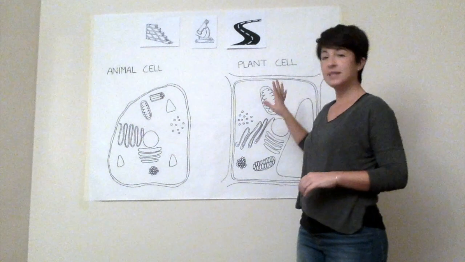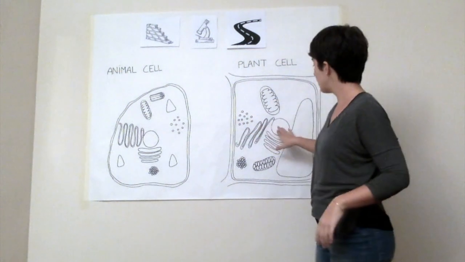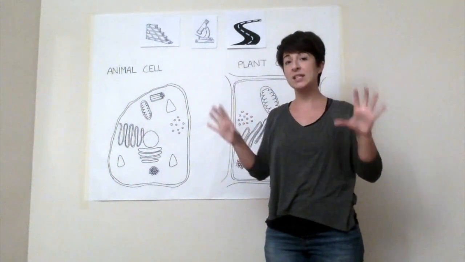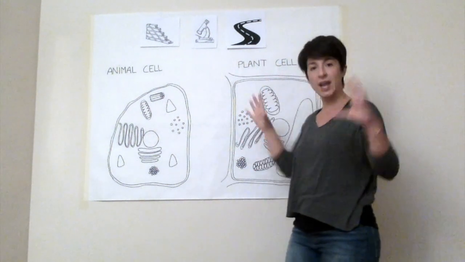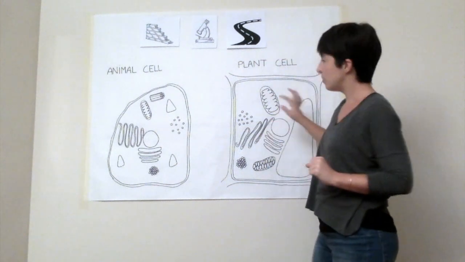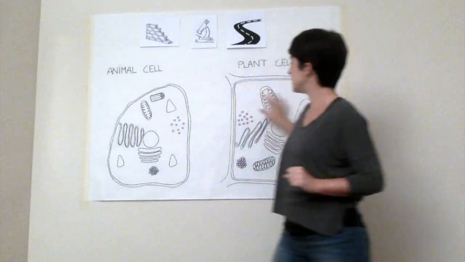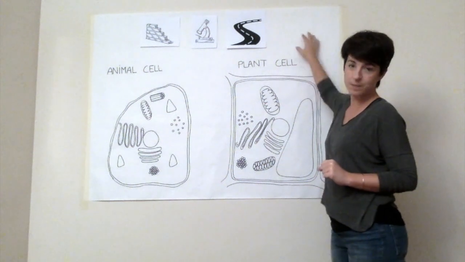Animal cells and plant cells have 9 structures in common. They have a nucleus that controls everything that happens inside the cell. It's like a brain, and it also contains genetic information. Both have a cell membrane that separates the inside of the cell from the outside of the cell.